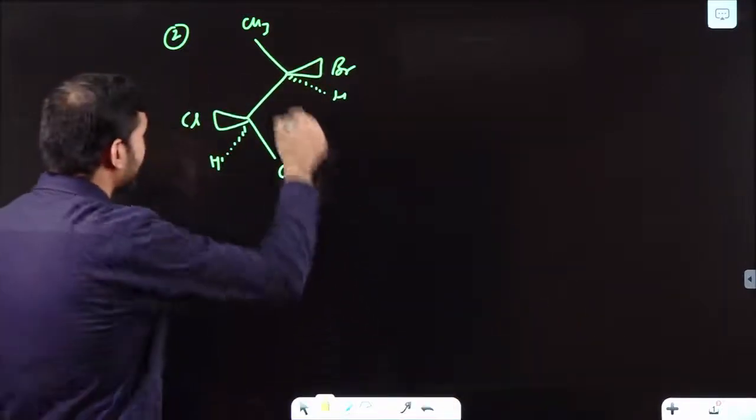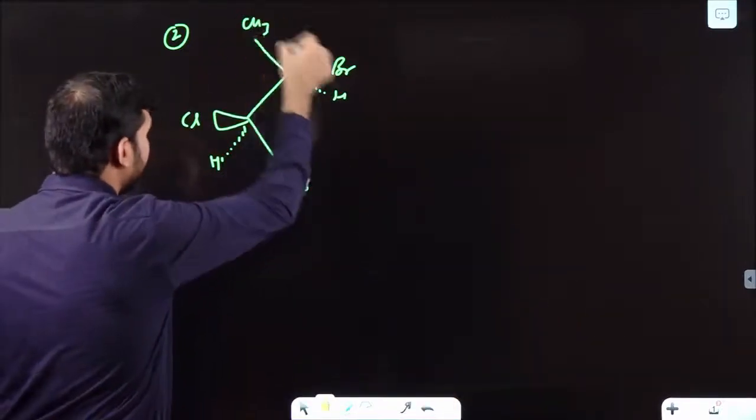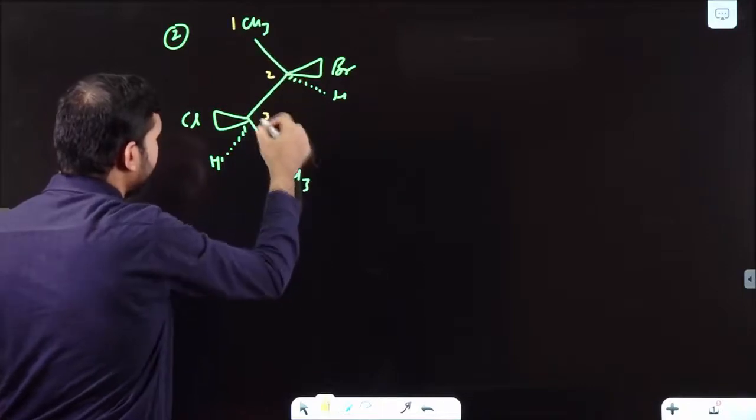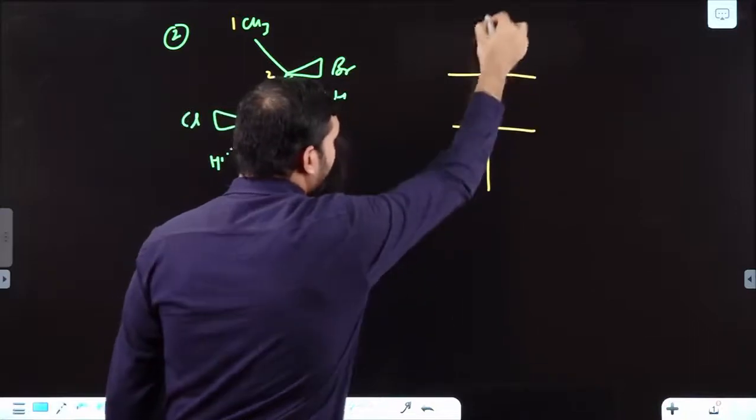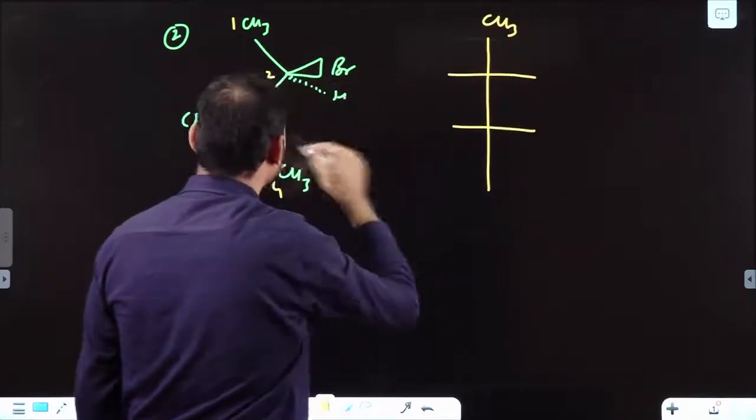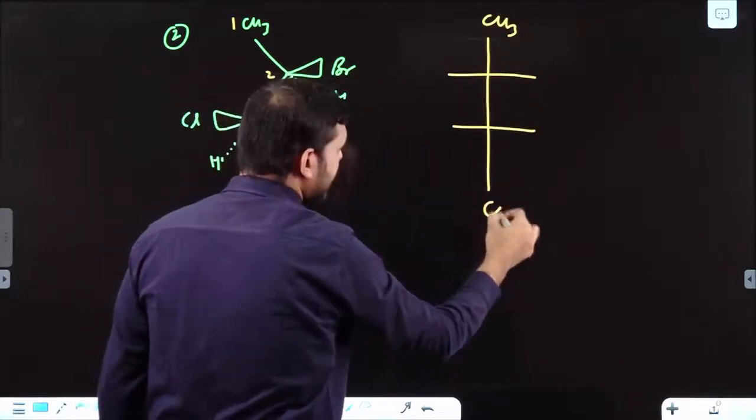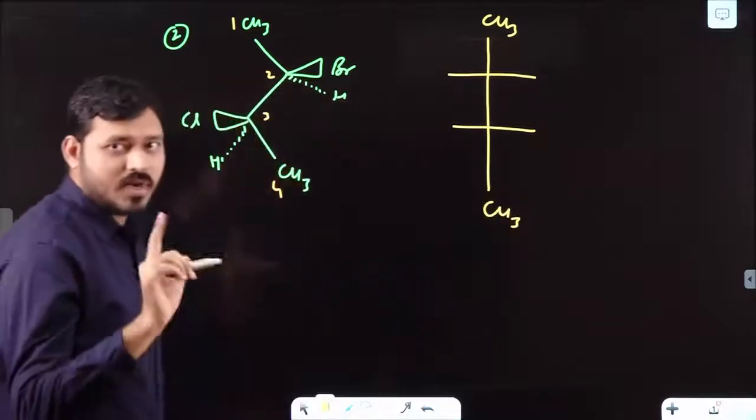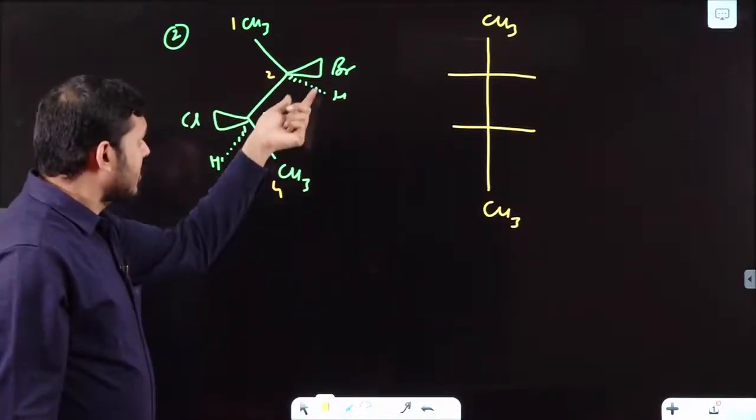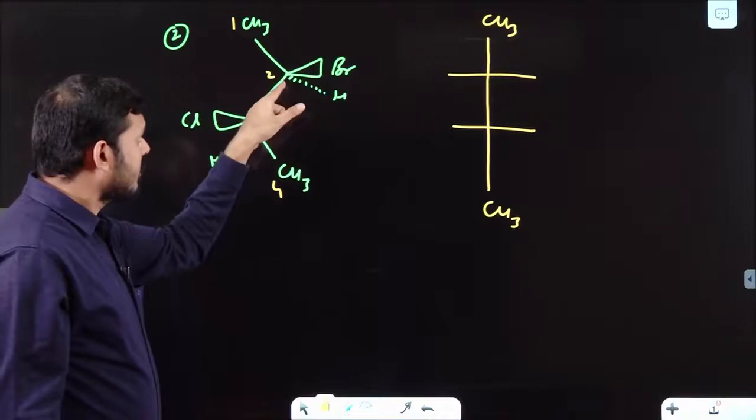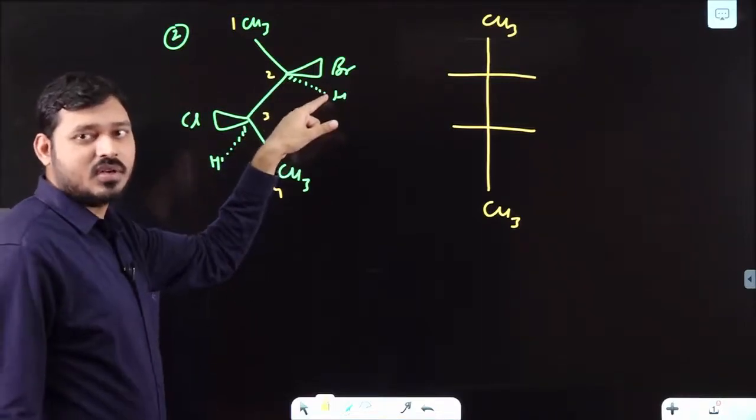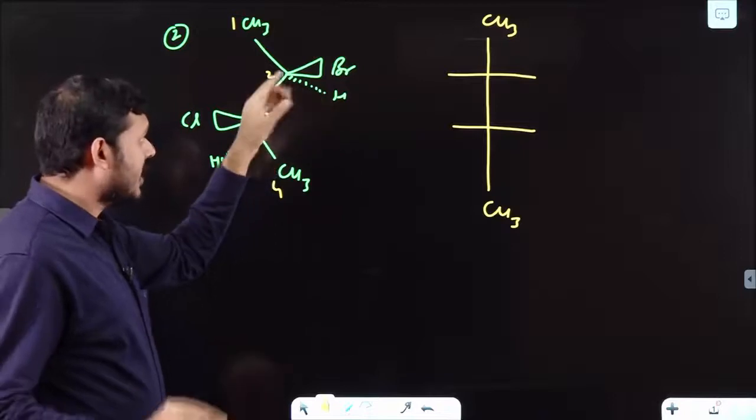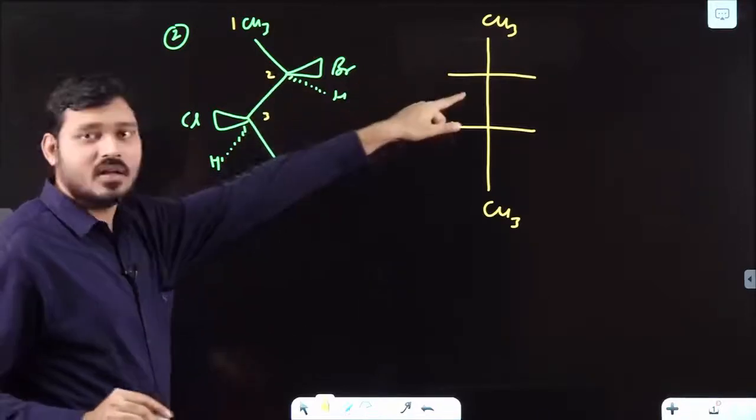Now do one thing, draw this part 1, 2, 3, 4. Draw the Fisher part of this one first of all. This CH3 at the top, these two chiral centers and this CH3. Now remember one rule: the dash group, generally here it is hydrogen. So you just do one thing, the dash group will be placed on the right side.